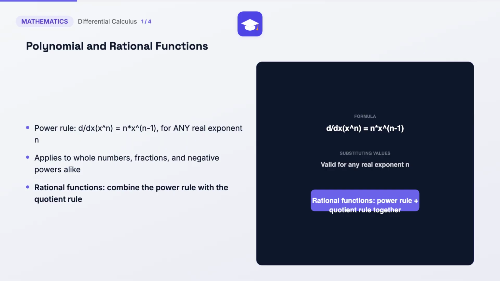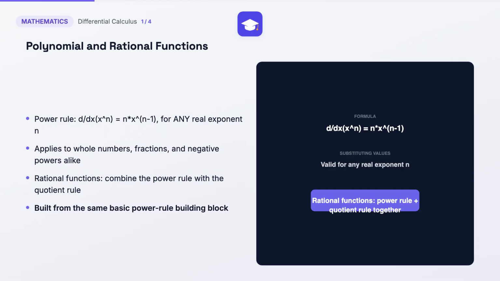Rational functions, one polynomial divided by another, genuinely differentiate using the quotient rule you've already learned, combined with this same power rule applied to each individual term, since these are genuinely just polynomials built from that one basic power rule building block, layered together with the standard sum and quotient rules.